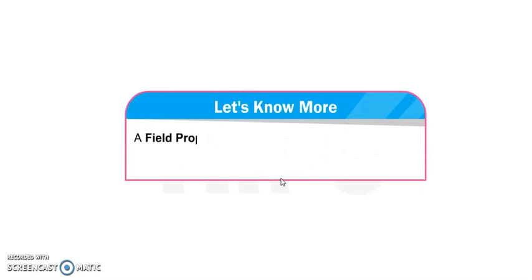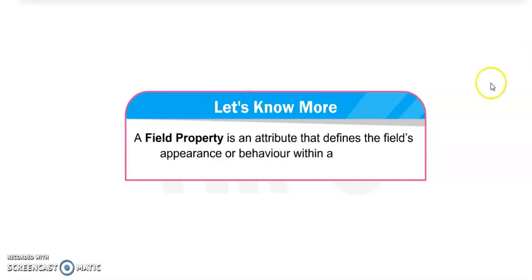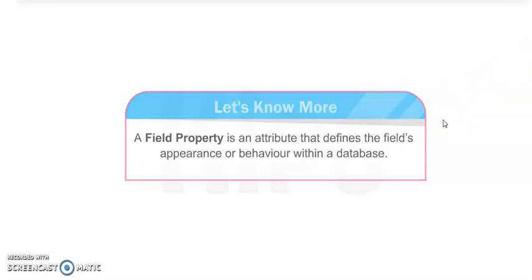Now there is another let's know more. A field property is an attribute that defines field appearance and behavior within a database.